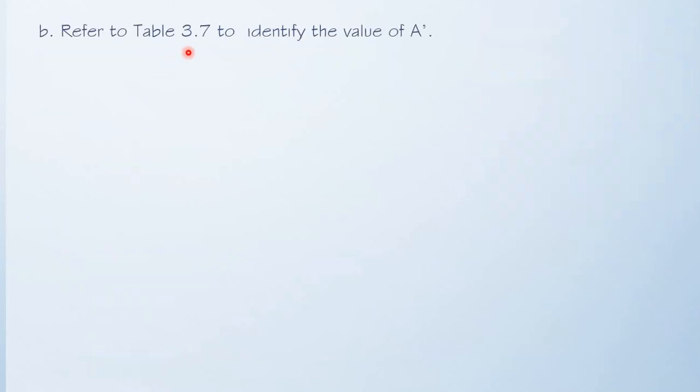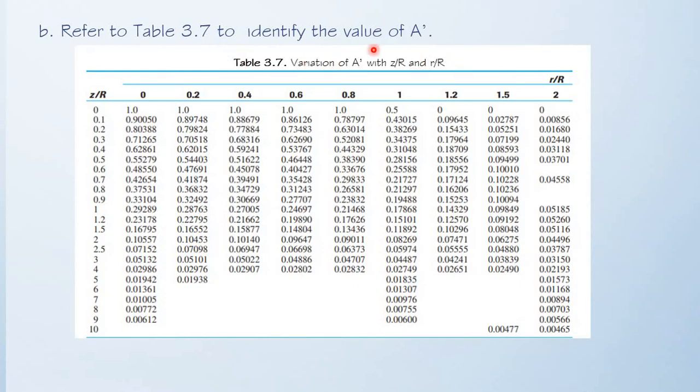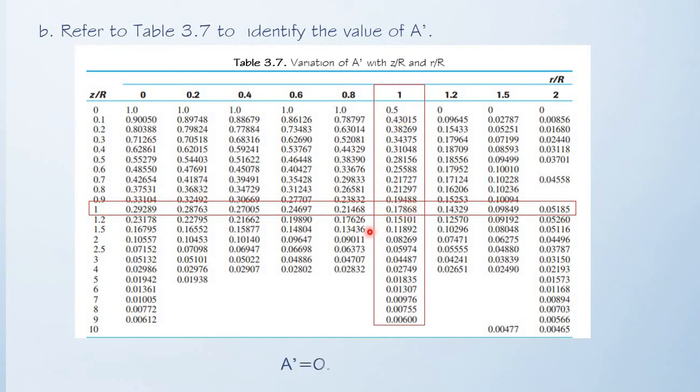Next, we refer to table 3.7 to identify the value of A prime. Always check the label of table 3.7, or you may not memorize the table number but the caption, variation of A prime. Our value for z over R is 1, and then our value for small r over R is also 1. Therefore, the value of A prime is 0.17868 from the table.